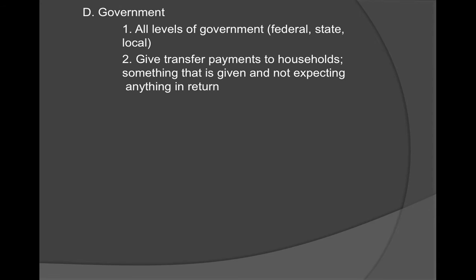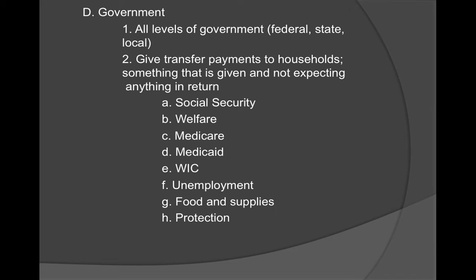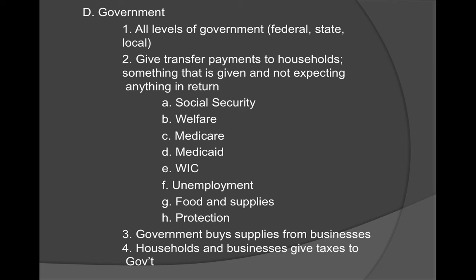Okay, the last time we were together, we were talking about the circular flow model. We talked about the government, said all levels. Also talked about the two main components, which were businesses and households. We went through all of this stuff and said that households and businesses give taxes to the government.